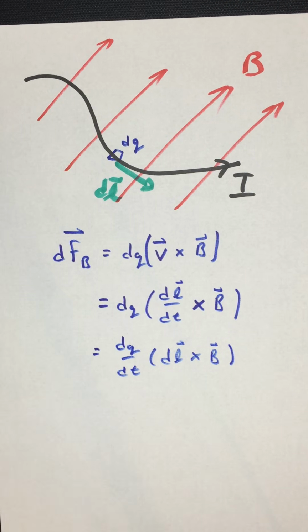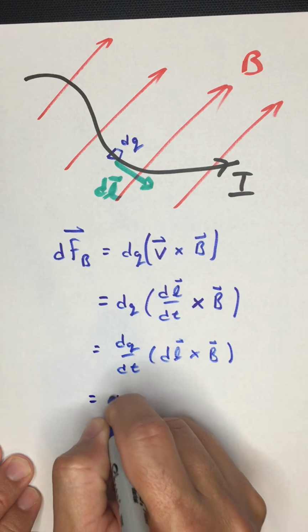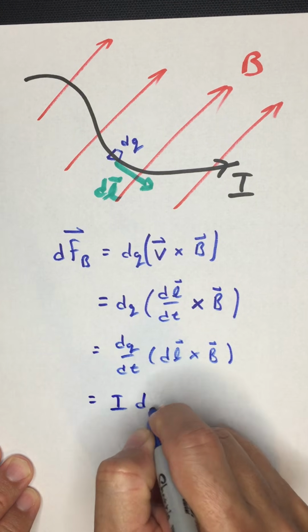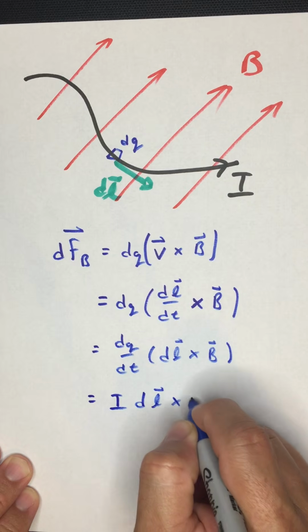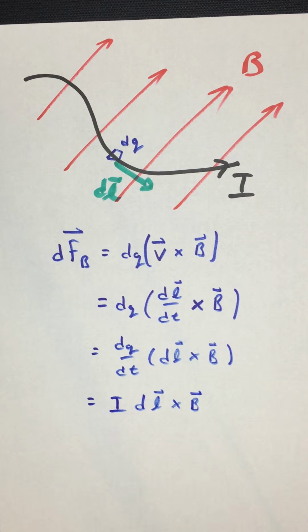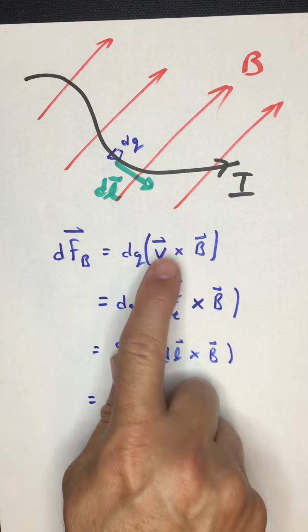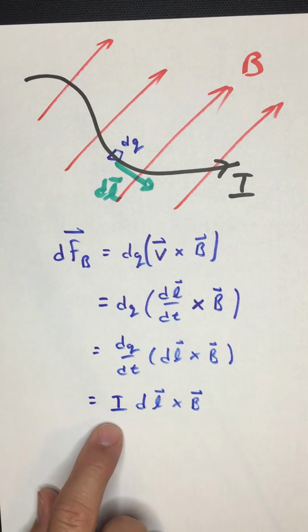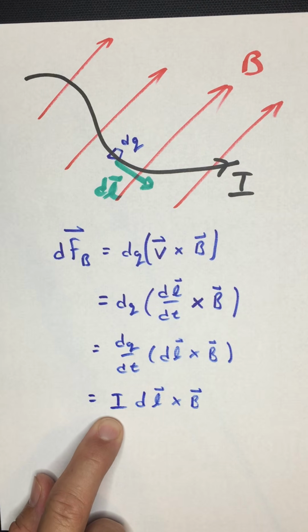Well, what is that? dq/dt is just I. So I come up now against this expression, which turns out to be a heck of a lot easier to evaluate, I think, than this expression or this expression. And it's because I've assumed that I is steady.